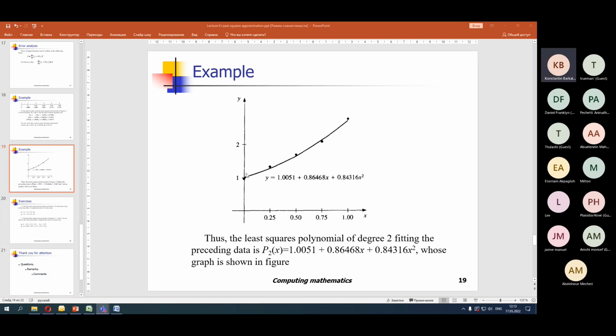And this is a polynomial of degree 2 that approximates this given data.